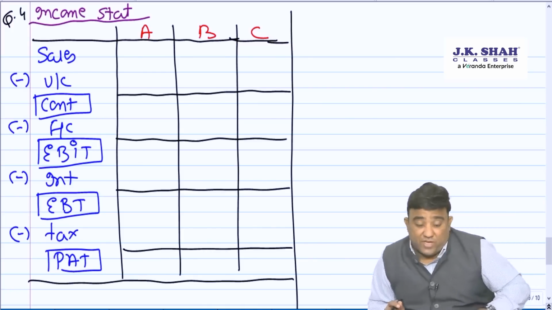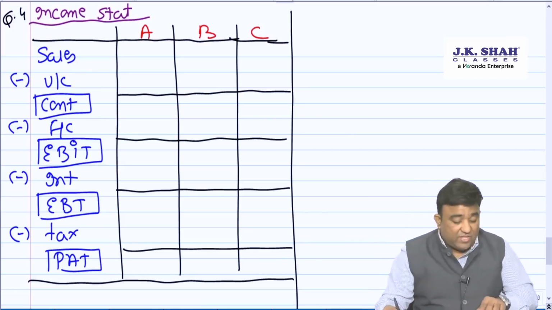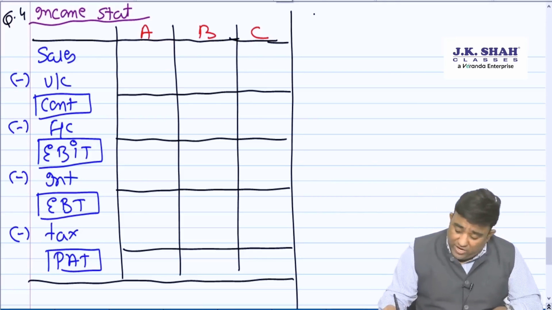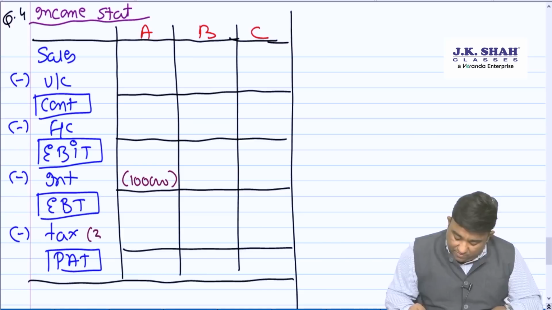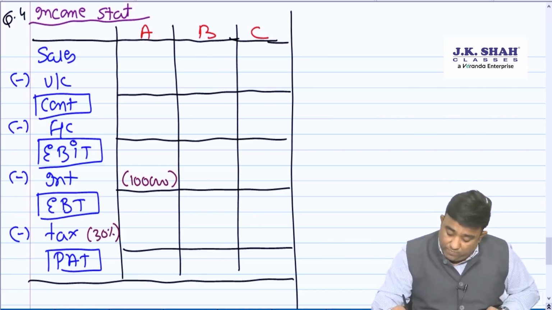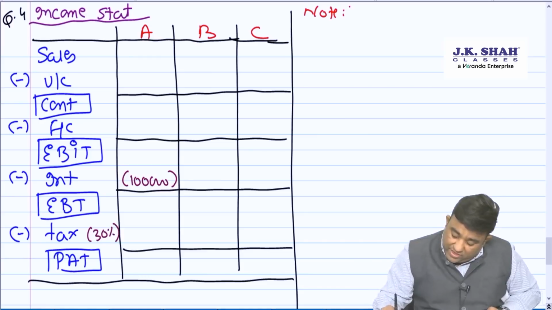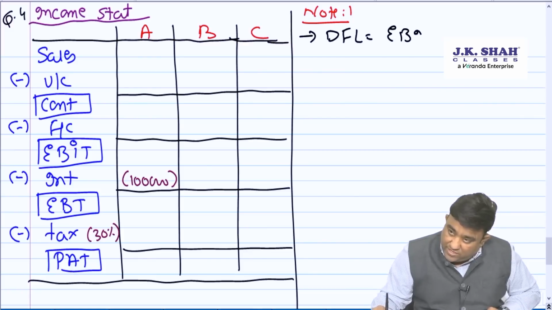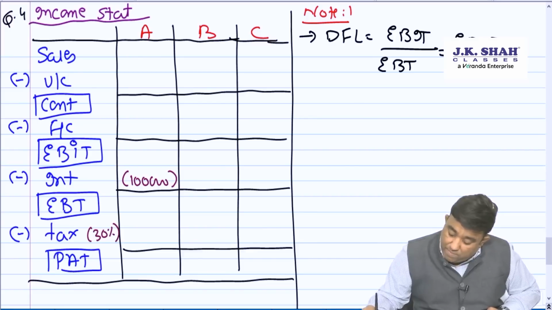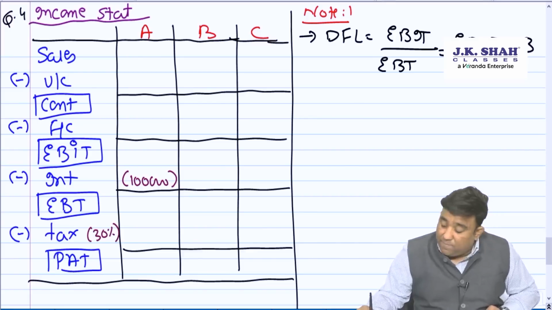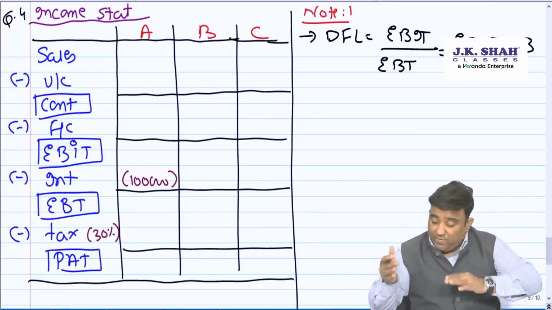Let me put ready-made figures in company A. What are the ready-made figures given? Check out. It is only interest, and that is 1 lakh rupees. Tax rate is given 30%, but we don't have any other figure. So student, as the interest is the only ready-made figure given, the hint we need to catch is degree of financial leverage, which is EBIT upon EBT, which can be taken as EBIT upon EBIT minus interest. Student, if you remember, this is a breakup concept, that EBIT upon EBIT minus interest is the same.